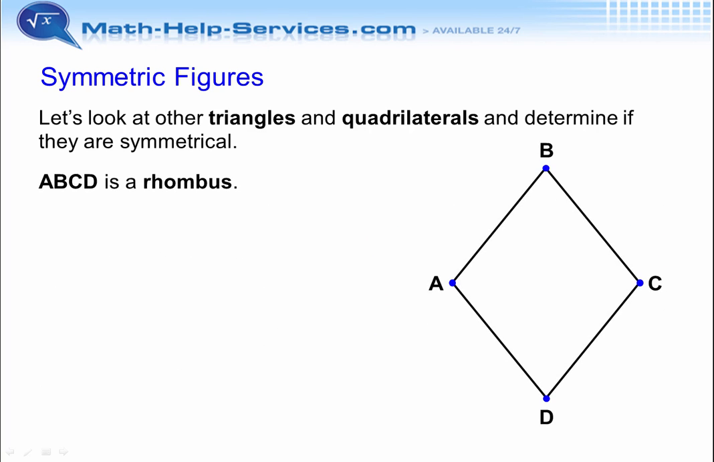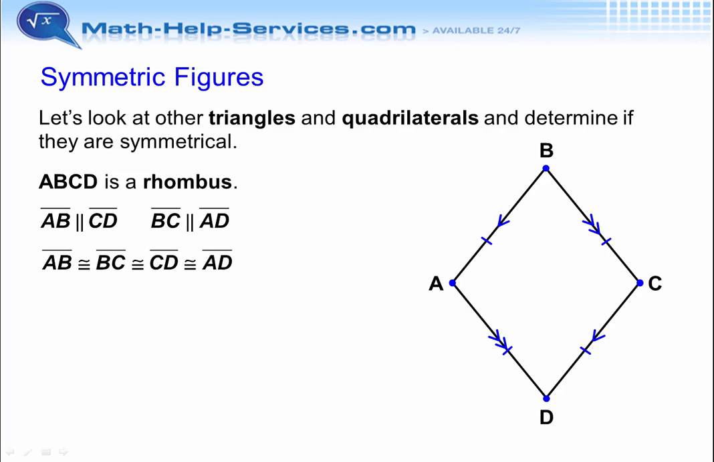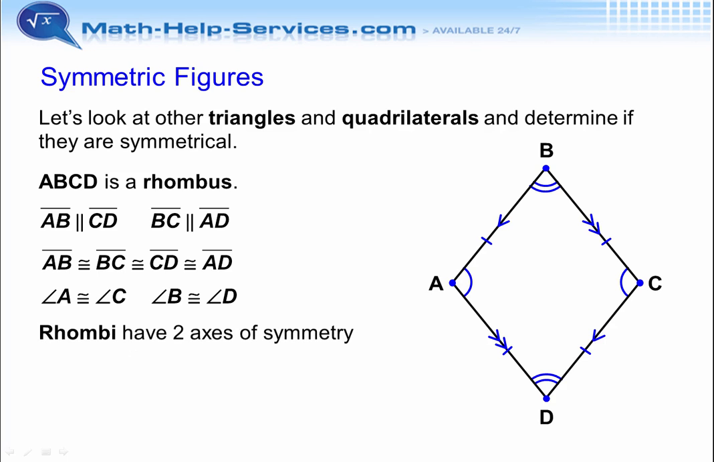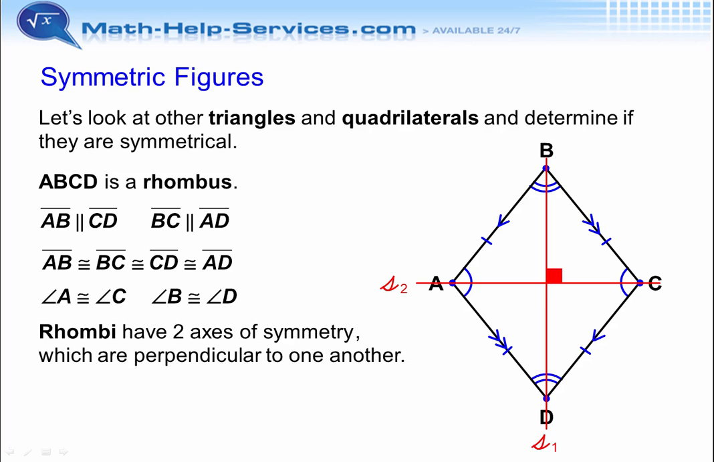ABCD is a rhombus. That means that the opposite sides are parallel, it's a parallelogram, and that also means that all of the side lengths are congruent. We also know that angle A is congruent to angle C, and angle B is congruent to angle D. Opposite angles are congruent in a rhombus. Rhombi have 2 axes of symmetry. Here's the first, and here's the second. And these are perpendicular to one another as well. All rhombi have symmetry.